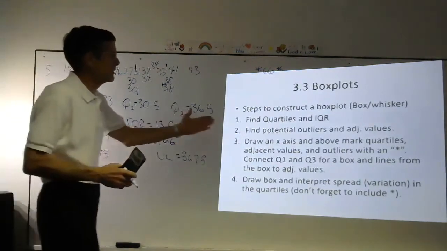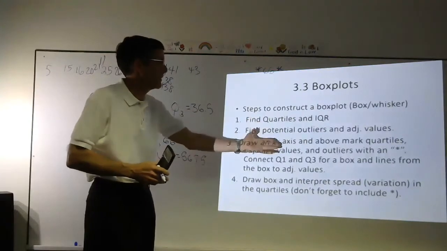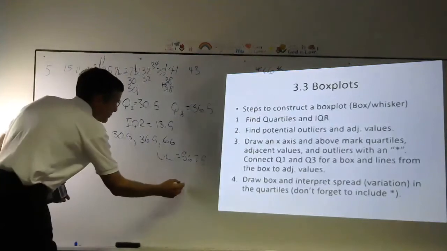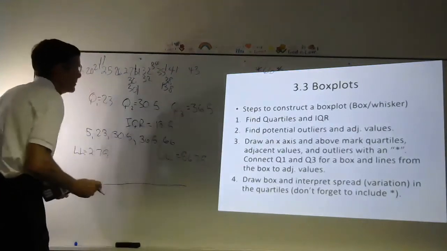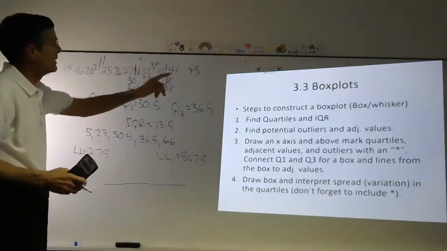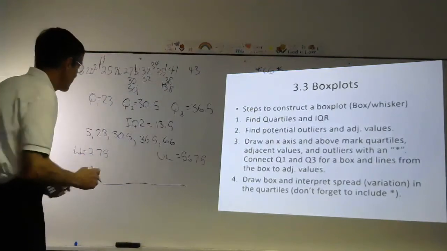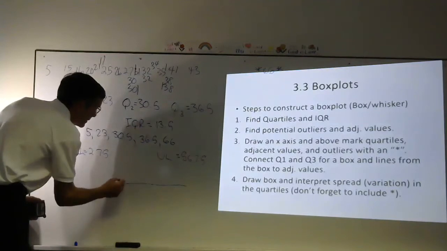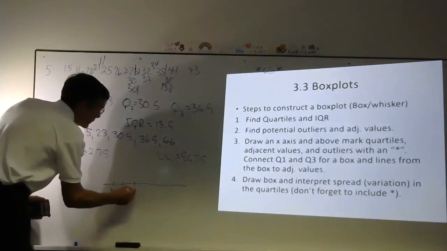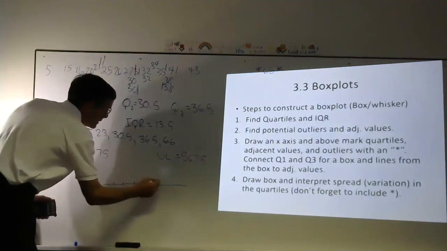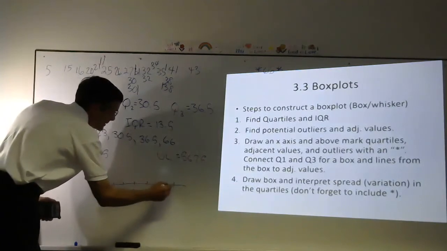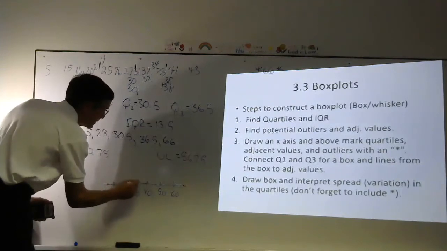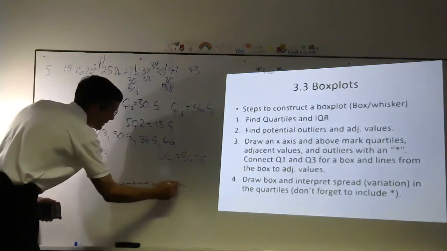We have found the quartiles, we found the IQR, we found potential outliers, adjacent values. Draw an x-axis. We need to go from 5 to 66. So I think what I'm going to do is 10, 20, 30, 40, 50, and 60. Here's 5, 15, 25, 35, 45, 55, and 65.